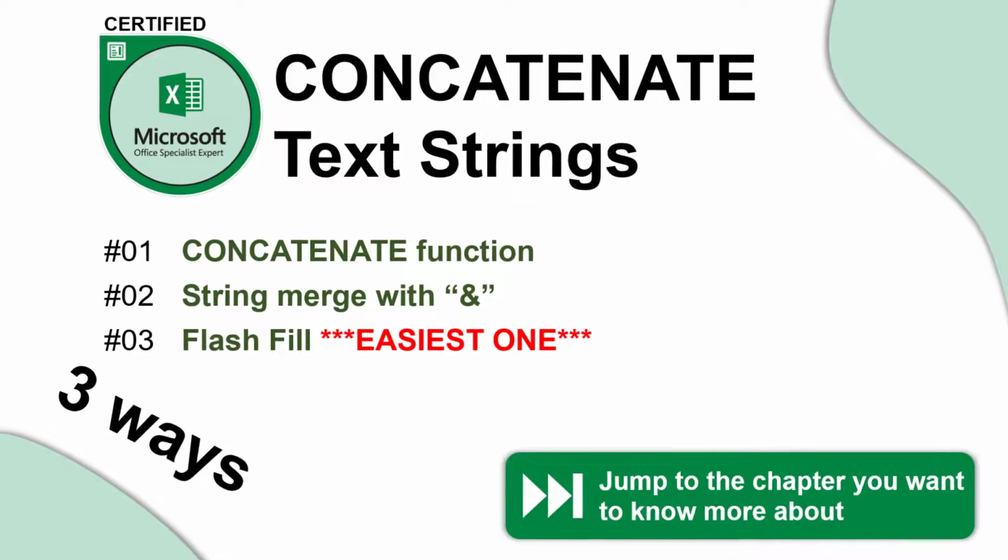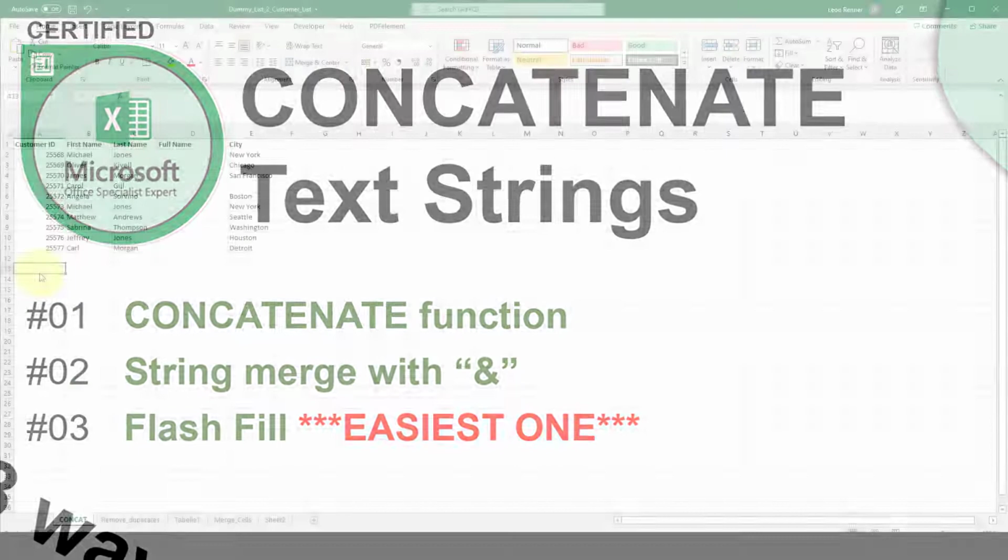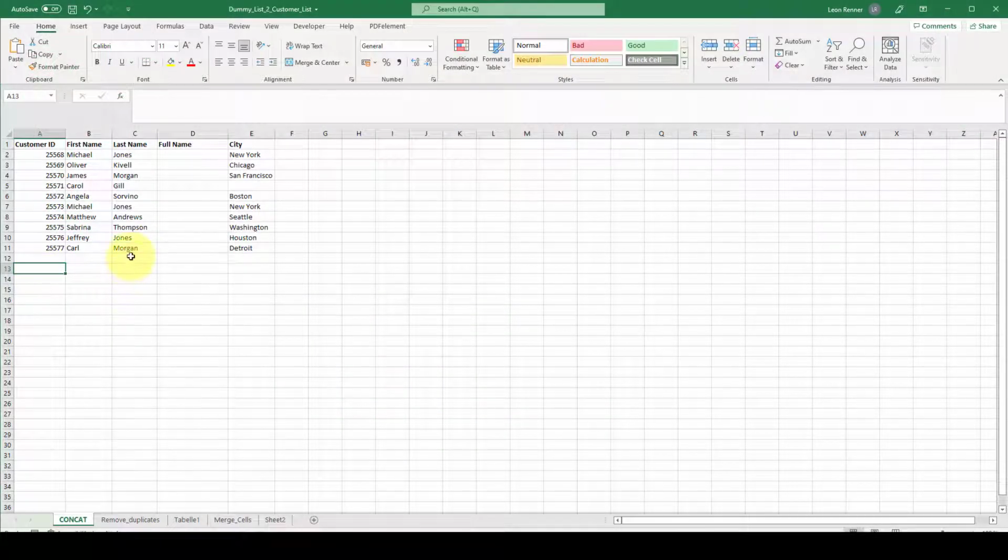The concatenate function in Excel allows you to merge multiple values together. In this example, we have a customer list with a first name and a last name, and now we basically want a new column in which we can get the full name.